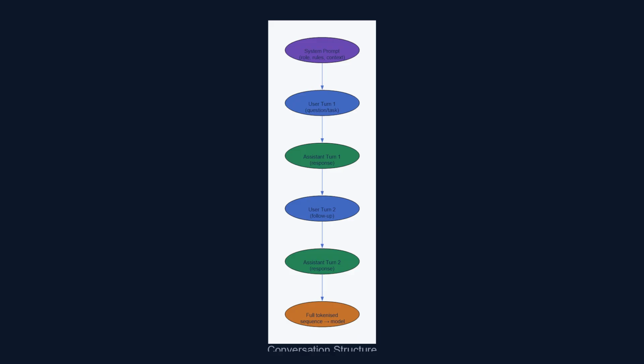This matters because the model doesn't see a structured conversation object during training. It sees one long stream of tokens with role markers embedded in it. Understanding this helps explain why consistent formatting across your entire dataset is so important. Any inconsistency in how roles are marked becomes noise in that token stream.